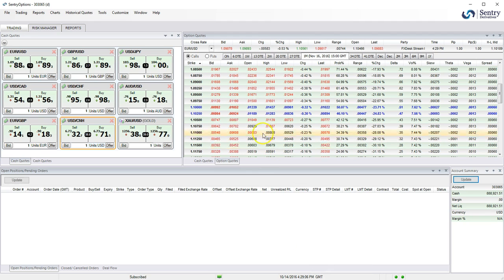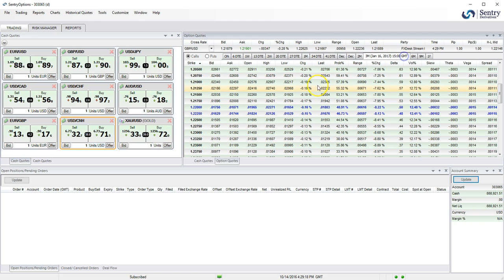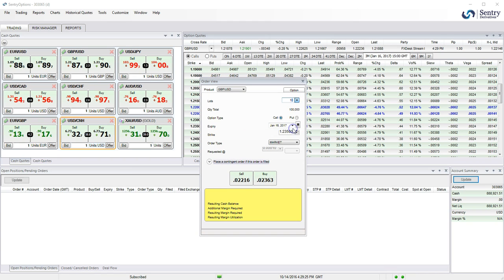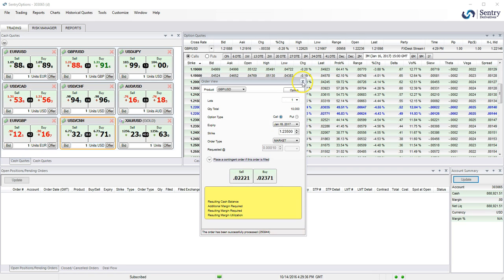Here I'm showing you our regular trading platform, and let's put on a simple position. For example, let's say in sterling against the dollar, I buy a 3-month call struck at 123.50. I'm going to buy an option on 10 lots, in this account is 100,000. I click to buy, and here's our position that's done.